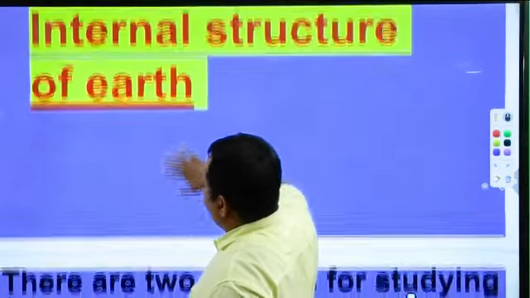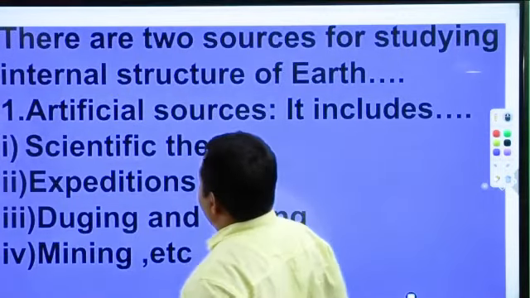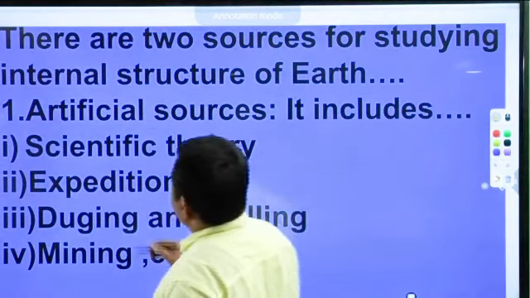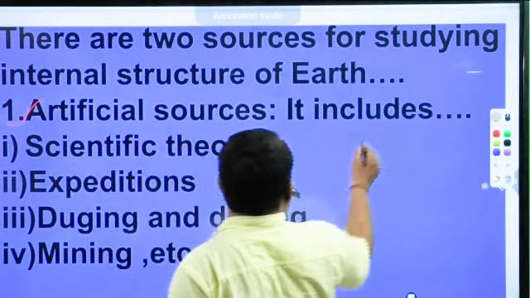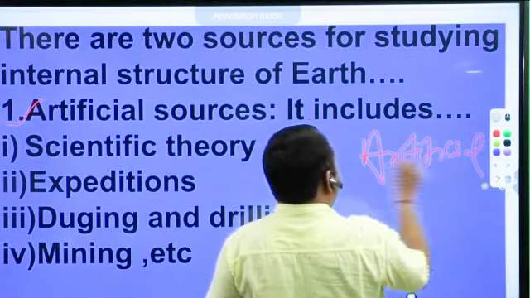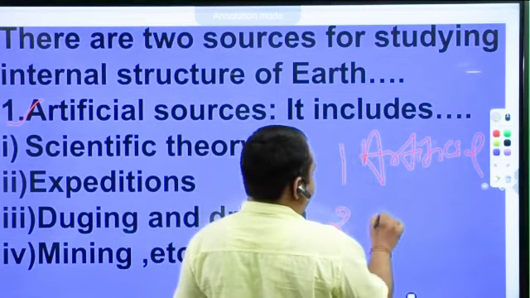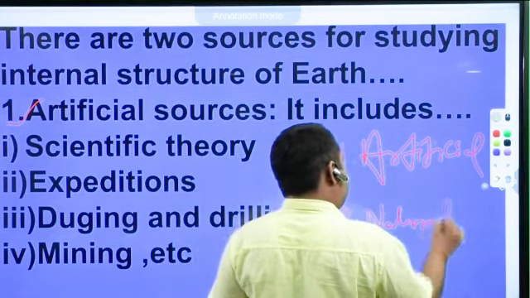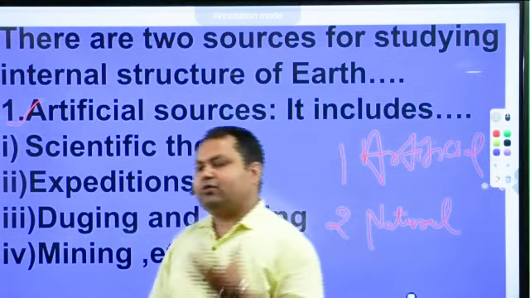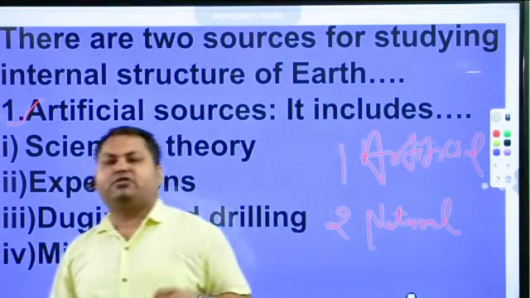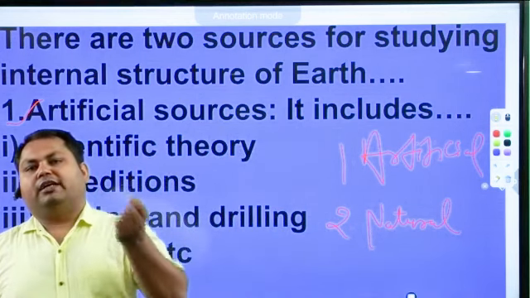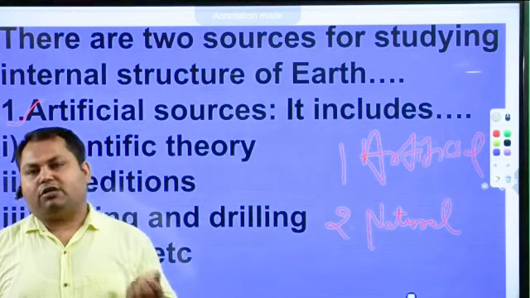There are basically two sources to study the internal structure of Earth. One is artificial sources, and the second is natural sources. It is known to everyone that artificial sources are those created by human beings, and natural sources are those which are the cause of natural effects.